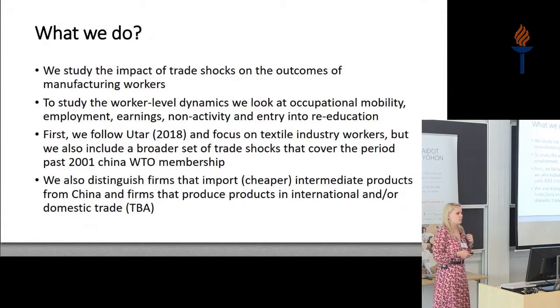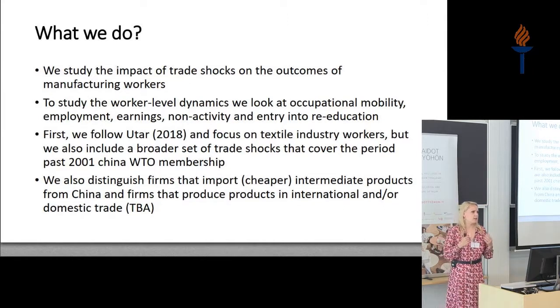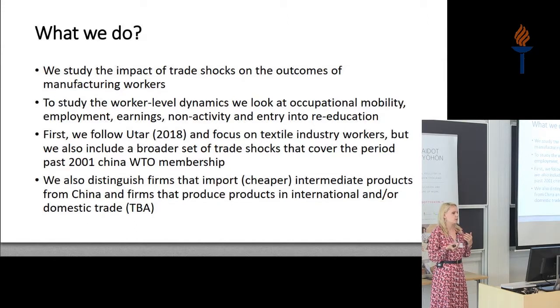So in this paper, we first follow Utar's exercise, and we first focus on textile industry workers in Finland, and we replicate her exercise using Finnish data, but we are planning to add other manufacturing sectors in this analysis as well, besides the textile industry. And then what we are planning to do is that Finnish manufacturing firms are different, because of course, if I have a firm that produces some sort of an item that I export abroad, and then China starts to export a similar type of product, it might be bad for my company.